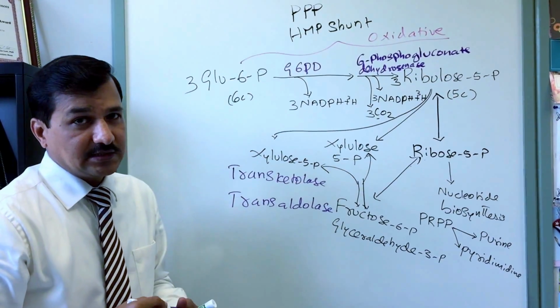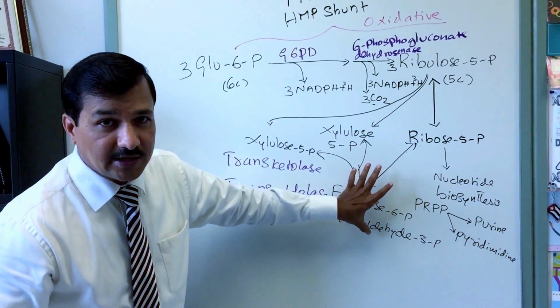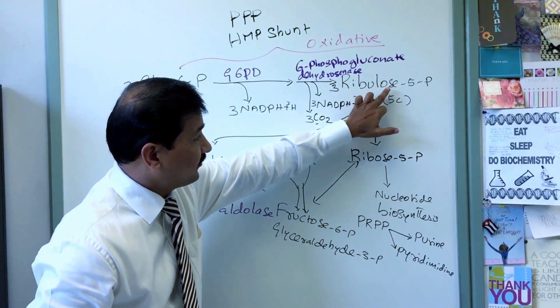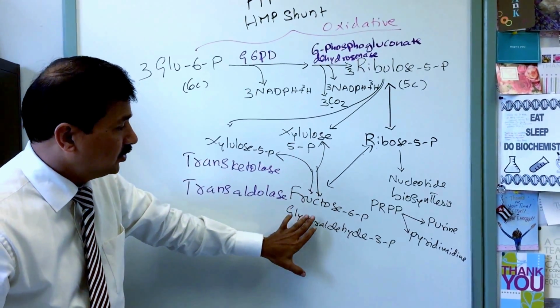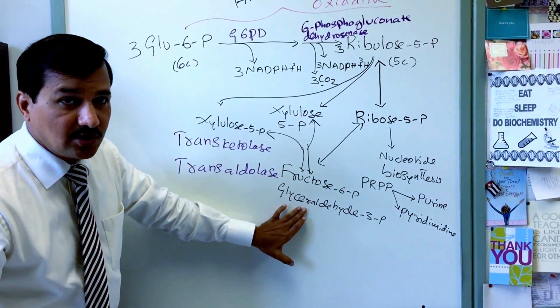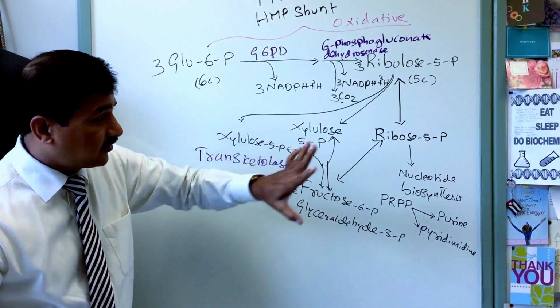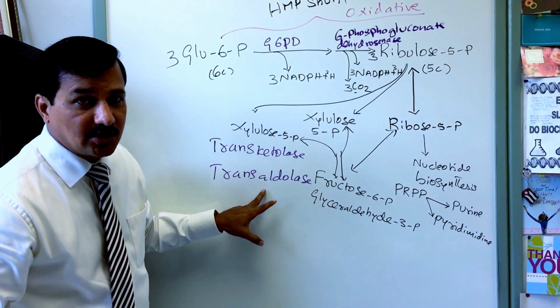Transketolase and transaldolase, these are the 2 enzymes which will participate in these reversible reactions. All the reactions that you are going to see in the conversion of ribulose 5-phosphate or ribose 5-phosphate and xylulose 5-phosphate into fructose 6-phosphate or glyceraldehyde 3-phosphate, only 2 enzymes are needed for all these reversible reactions, and they are transketolase and transaldolase.